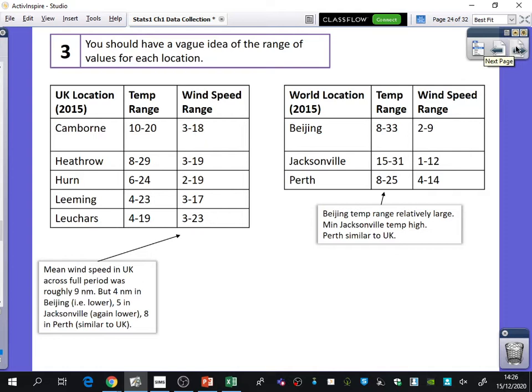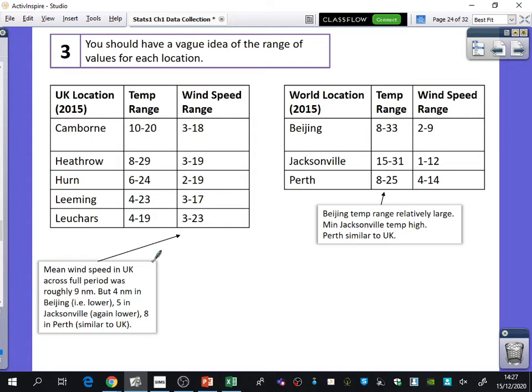The third thing, and I'm not going to read through all of these, but you should have a vague idea of the range of values for each location. This will be clearer when we do some exercises in the future. But generally, you can see that as you go further north, the temperature range decreases. You can see it's getting slightly cooler from Heathrow to Herne, to Leeming, to Luchars. That makes sense, because as you go up north to Scotland, it's going to be cooler because you're going further away from the equator. You can also see it's quite windy up in Luchars, and that's because it's on the coast. Usually coastal places are a bit windier, but there's going to be some variation with that as well.